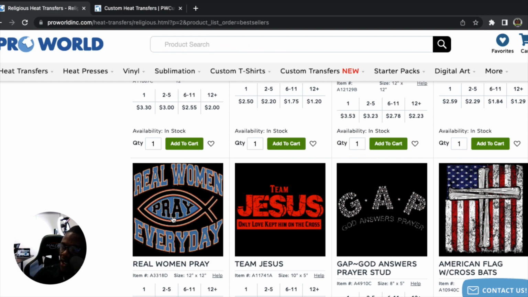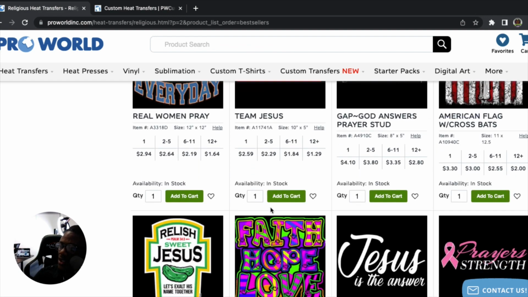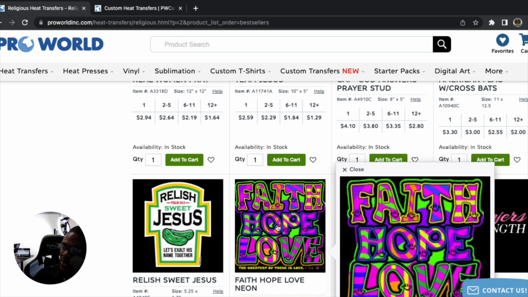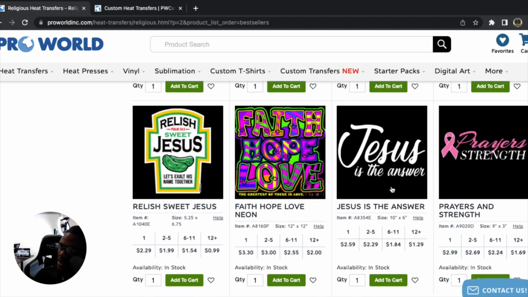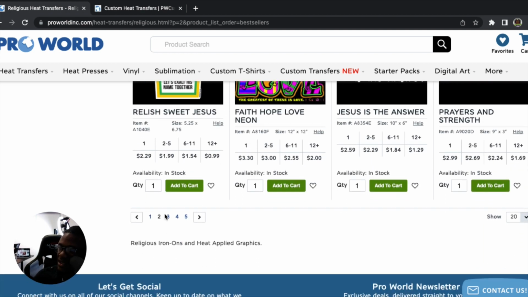Real Women Pray every day, that would be a dope one there. If you're into all the bright colors, like most people like the bright color stuff, this Faith, Hope, and Love is a good one. That looks good. These are all designs. If you're in my niche, the Christian niche, these are all things that sell, like at those Christian bookstores. This is what they're selling there.